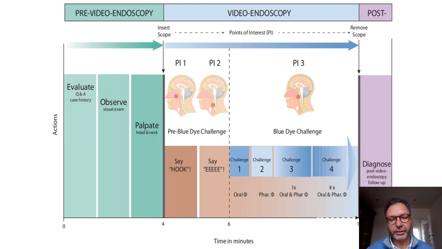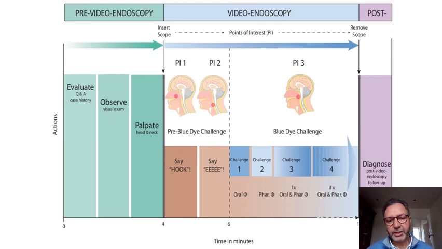We will ask the patient at point of interest number 1 to say "k" to evaluate the soft palate mobility. At point of interest number 2, we will ask the patient to say "e" to evaluate the mobility of the glottis. And then, and only then, we will start with challenging the patient with a bolus. We are using liquid bolus as a start, which is tainted by methylene blue.